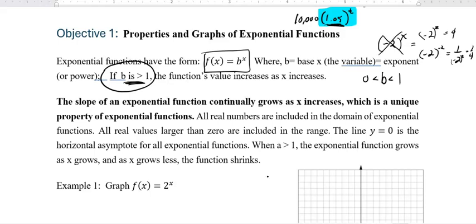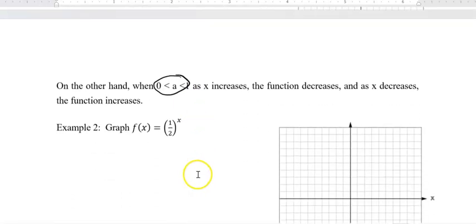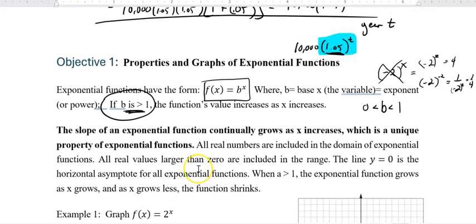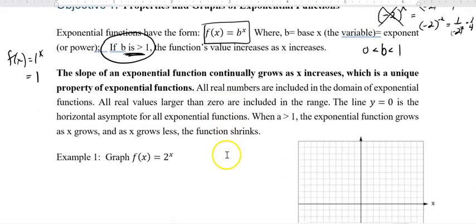So that's out. How come 1 is out? Well, you notice it's either greater than 1, or down here, it's going to be less than 1. Why is 1 out? Well, that's a pretty boring function. If I looked at f of x equals 1 to the x, well, that's just 1, right? 1 to any number is 1, so that's a constant function. Okay, so those are my two conditions.